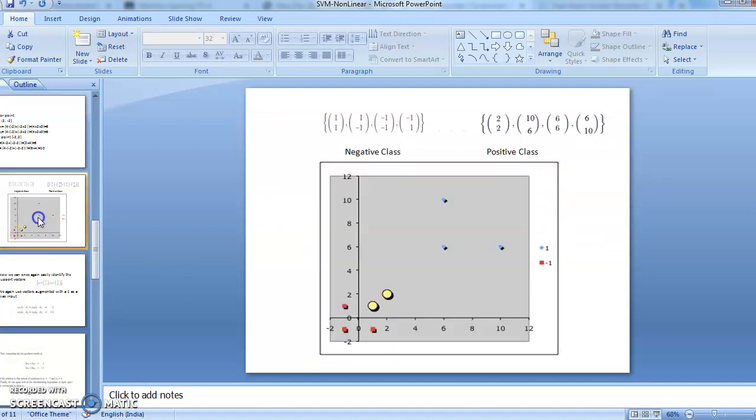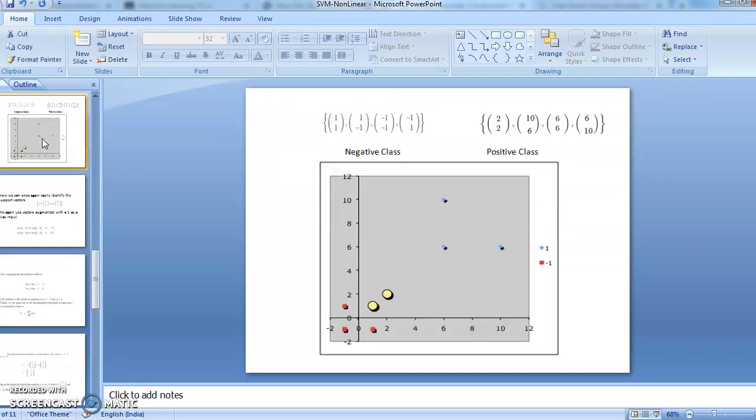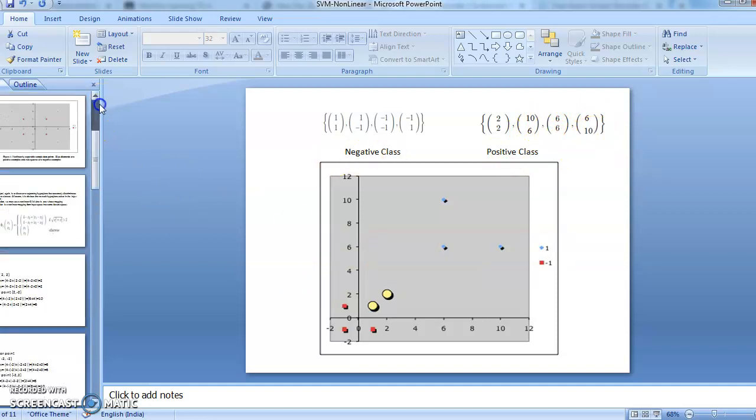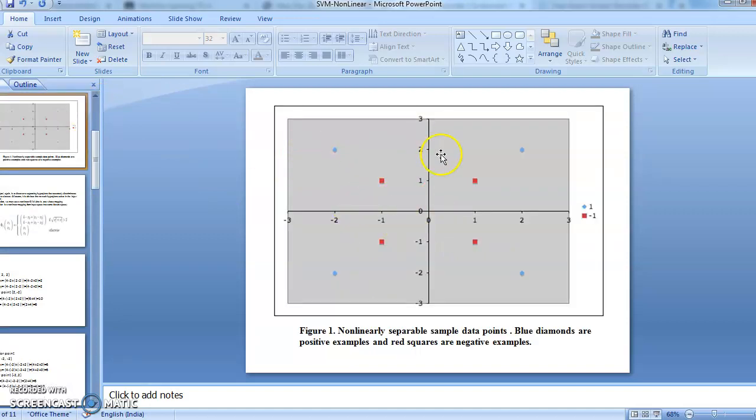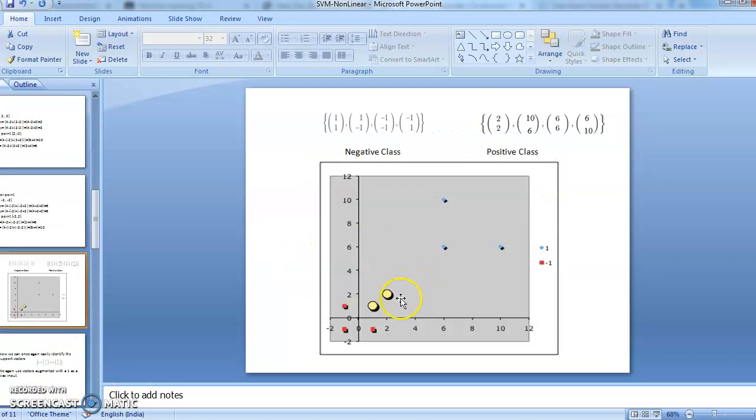The original data points were 1 1, 1 minus 1, minus 1 minus 1, minus 1 1. But after applying the kernel function, our data points become transformed to 10 6, 6 6 and 6 10. You can clearly see the difference between the first diagram and the second diagram. Initially the points were not linearly separable, but after applying this kernel trick, now our diagram looks like this, where we can clearly identify the hyperplane. So this belongs to the first class and this belongs to the second class.